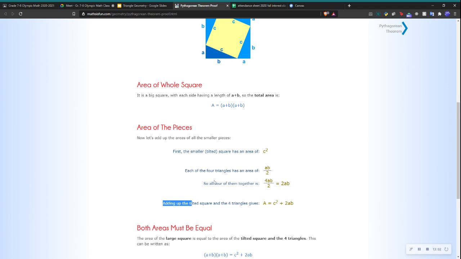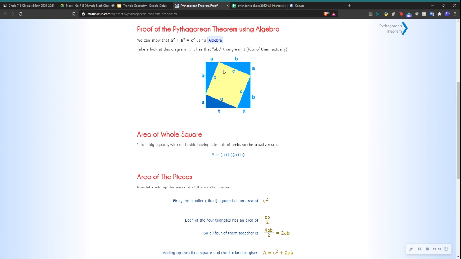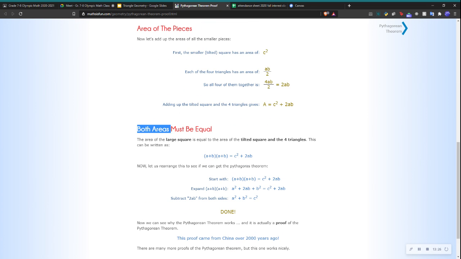And so now if you add up the area of the 4 triangles with the area of the small yellow square, you would get the area is equal to c squared plus 2ab from the triangles. And since the area of those individual shapes adds up to the area of the larger square, that means that they have to be equal. So you can equate the a plus b times a plus b with the c squared plus 2ab.